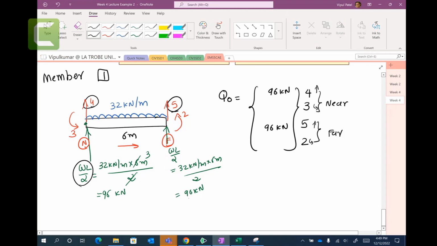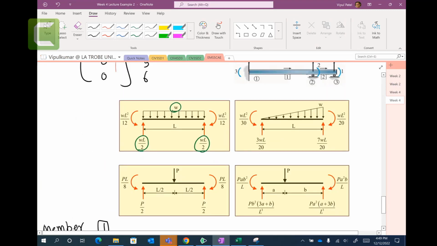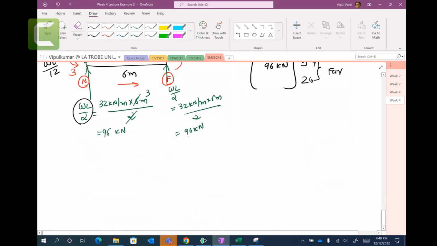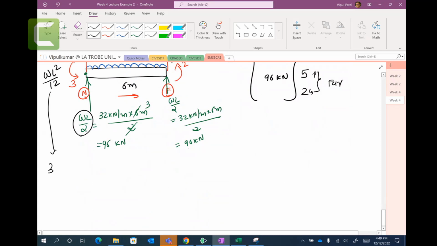That's number 5. Number 3, moments. So here, going in this direction, WL squared on 12. If I substitute the value, 32 kilonewton per meter, 6 meters squared on 12, you get 96 kilonewton meters. I hope you understand what's going on. Unmute yourself or put it in the chat if you don't understand any of the details that I'm putting down here.